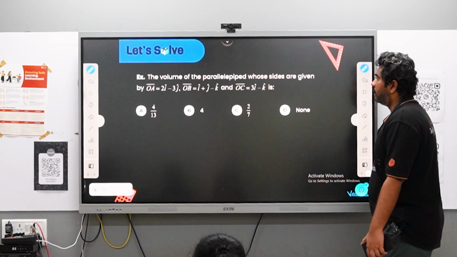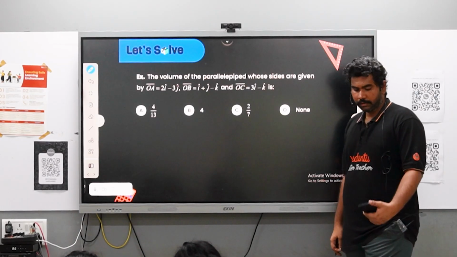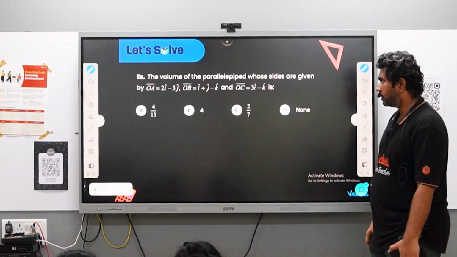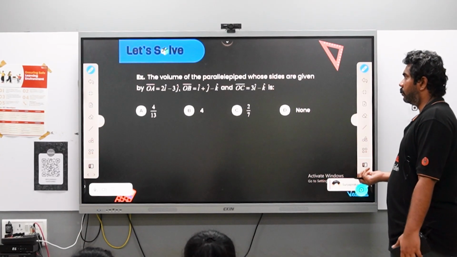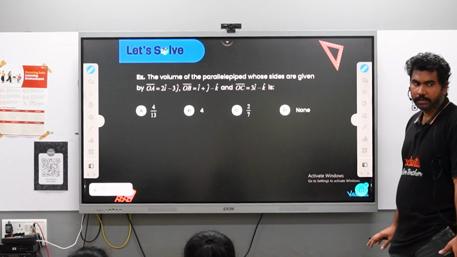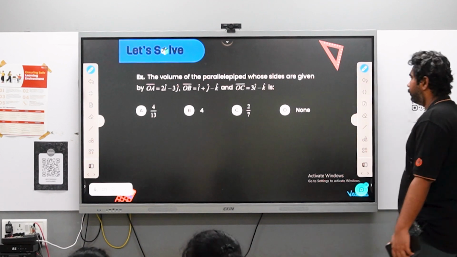The volume of the parallelepiped whose sides are given is a very direct question, just to make you get used to that formula. That's why they are asking this. So you can do it in any way you want. Try for OA dot OB cross OC. Just make sure that cyclic order is maintained. So OA dot OB cross OC can be done.